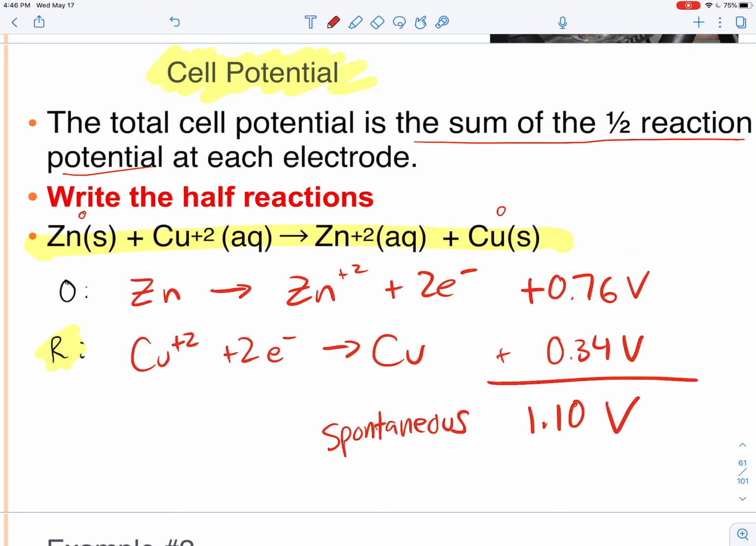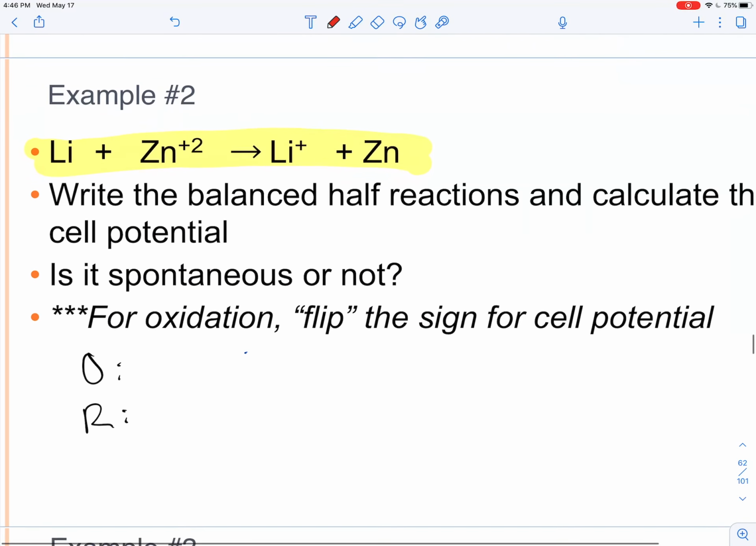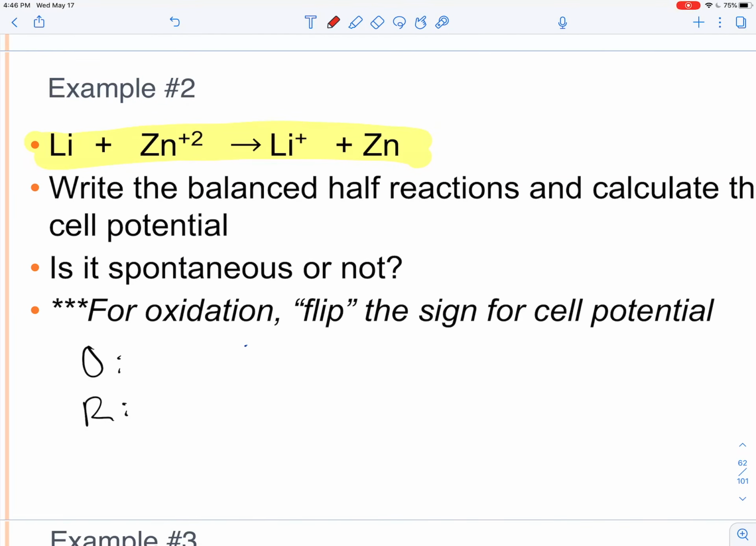All right, let's do one more example so you get the hang of this. Here we're looking at lithium and zinc. So here lithium is going to be oxidized. I'm going to need an electron. Meanwhile, the zinc is being reduced in this case.